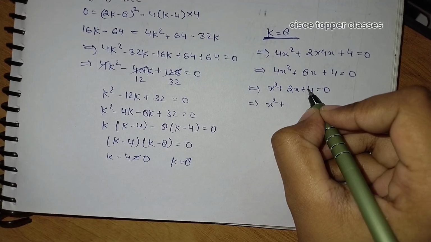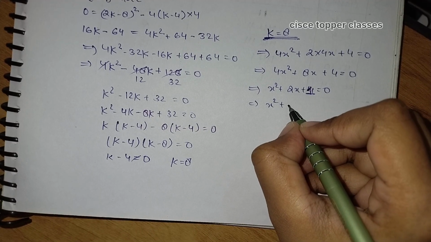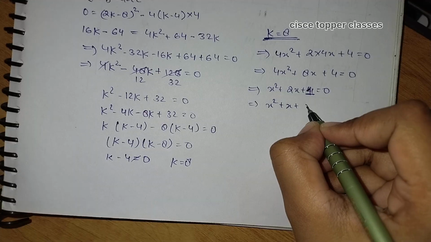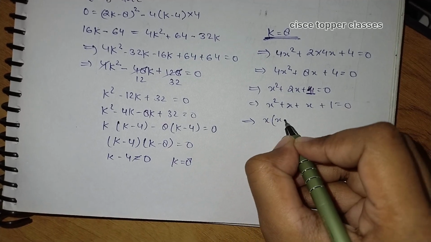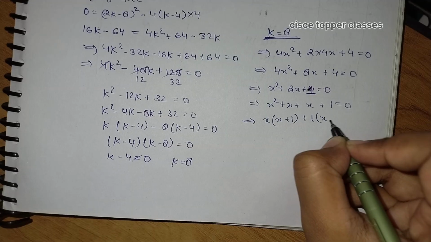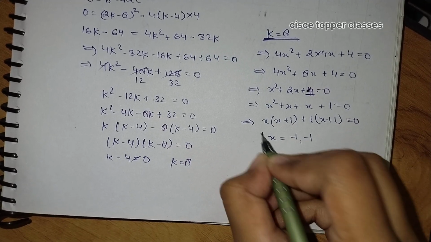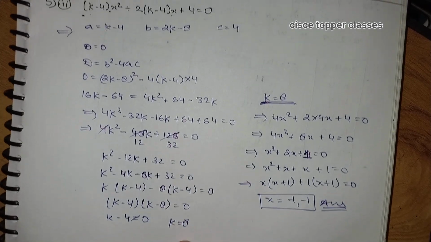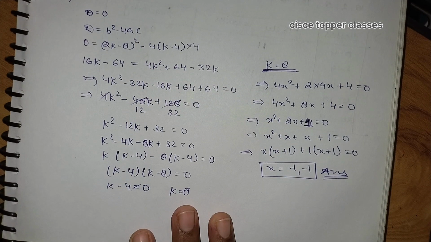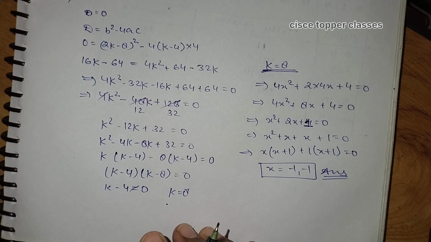Dividing by 4, it will become x square plus 2x plus 1 equal to 0, because on cancelling it will become 1. If we have to solve it, we will take x as common, x plus 1, again plus 1 is common, x plus 1 equal to 0. So x is equal to minus 1 and minus 1 are the roots here. So this is the final solution of question number 5, second part, when k is equal to 8. This is the final solution of this question.